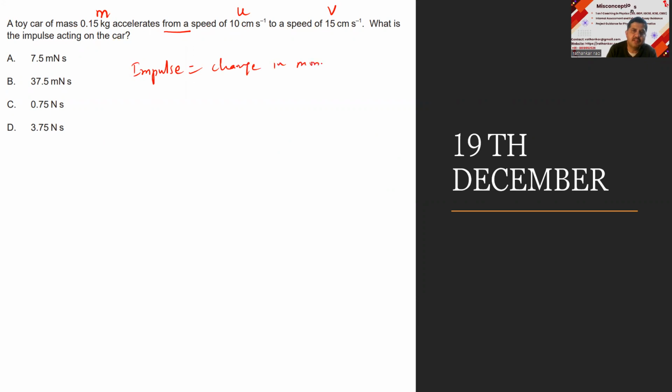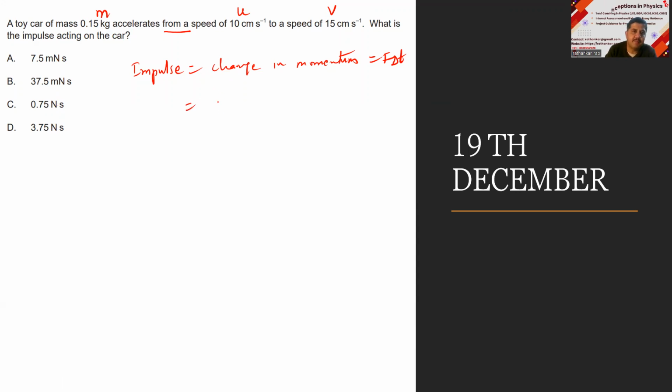momentum. Change in momentum. Or this is also defined by F into delta T, not T, F into delta T. Force multiplied by delta T. That's the reason why you have newton and second as a unit. Okay, now let us work with this.